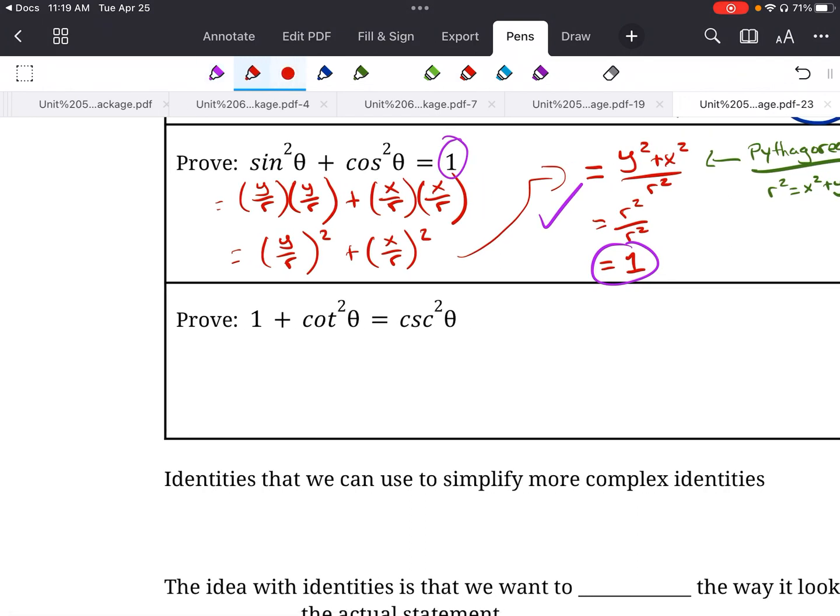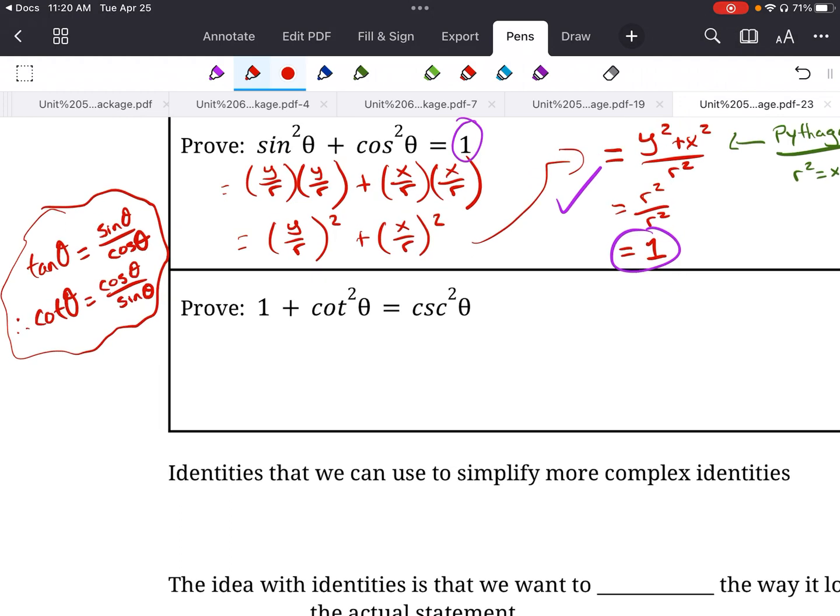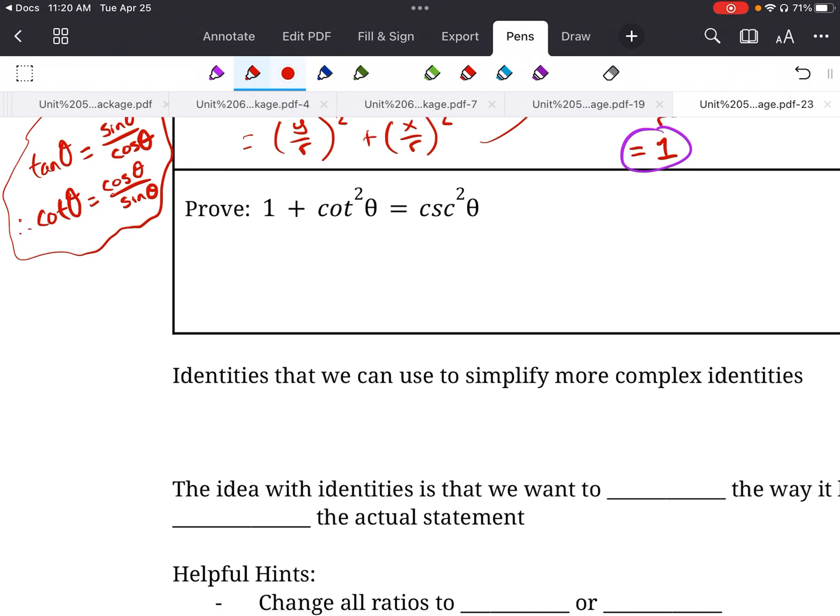Okay, some other rules. So we have figured out that tan theta equals sine theta over cos theta. So therefore, cotan theta is the reciprocal. This is just a side note. And we've also figured out that sine squared plus cos squared equals 1. And what does that tell us?